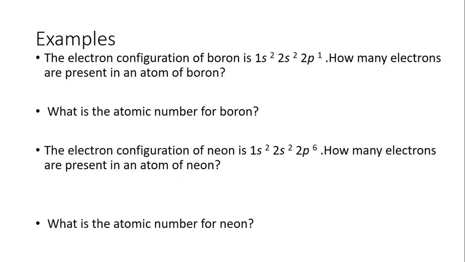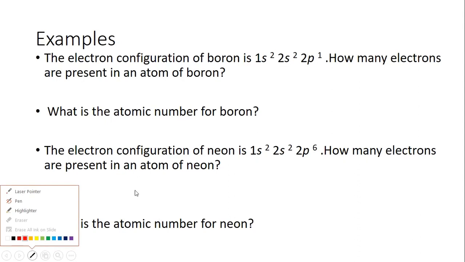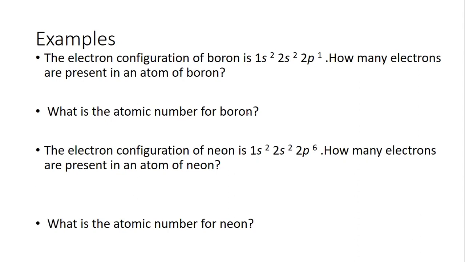Here are some examples. So boron is 1s2, 2s2, 2p1. How many electrons are there? We would add these electrons here, 2 plus 2 plus 1. So it's a total of 5. And the atomic number for boron is 5 if you look on your periodic table. So that's 5. And your atomic number is the same as protons and electrons in a neutral atom.